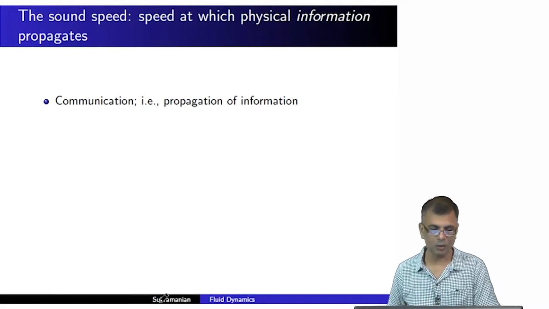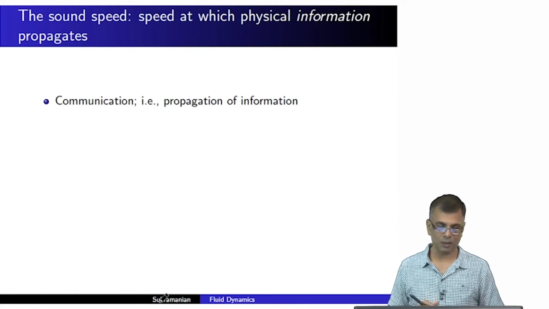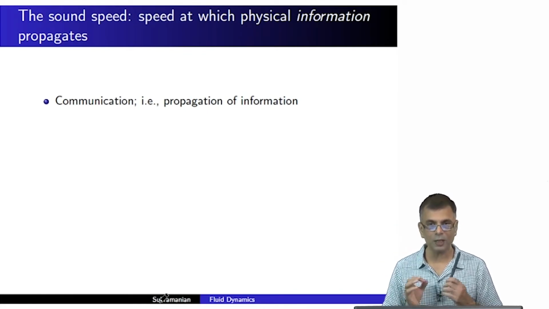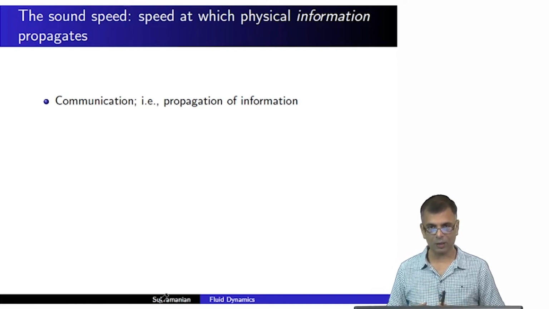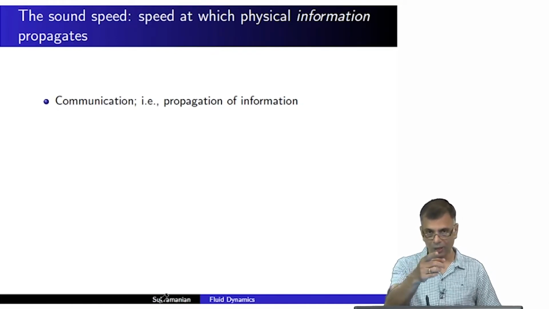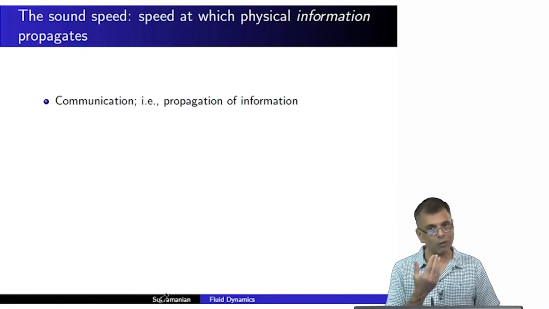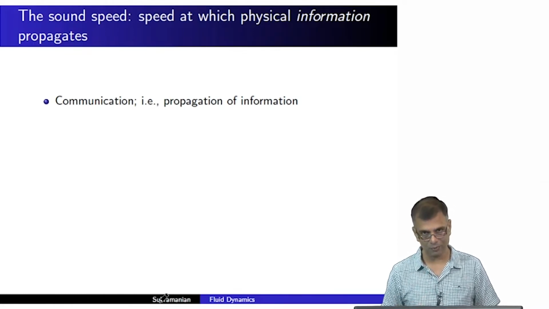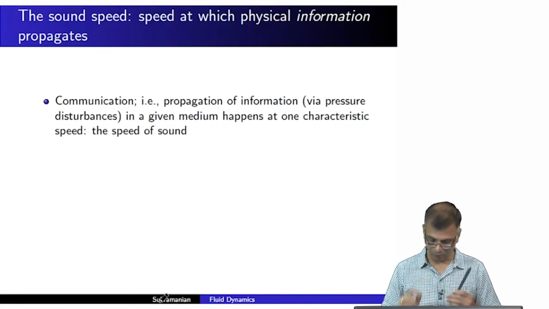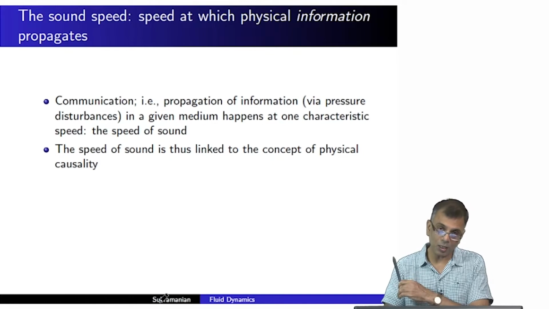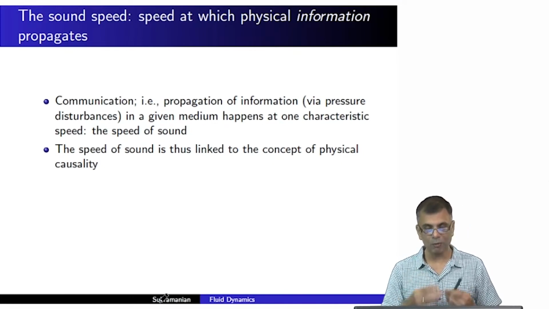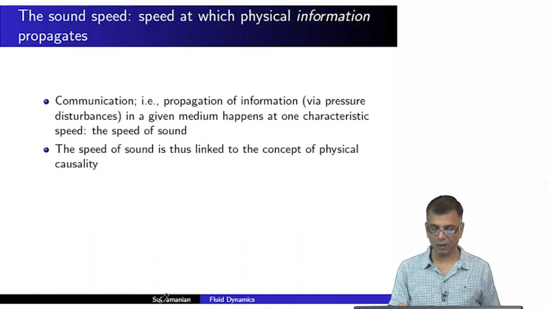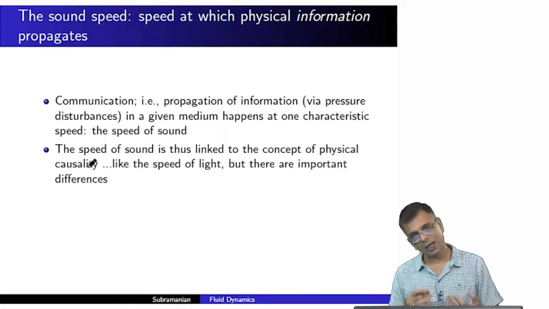And so as we emphasized the last time, the sound speed is the speed at which physical information propagates. In other words, you can learn about me being here via the sound that I am emitting at the speed of sound. You cannot tell that I am present here and I am talking before the sound waves that I emit reach you. And it happens only at one characteristic speed, of course. The speed of sound is thus linked to the concept of physical causality.